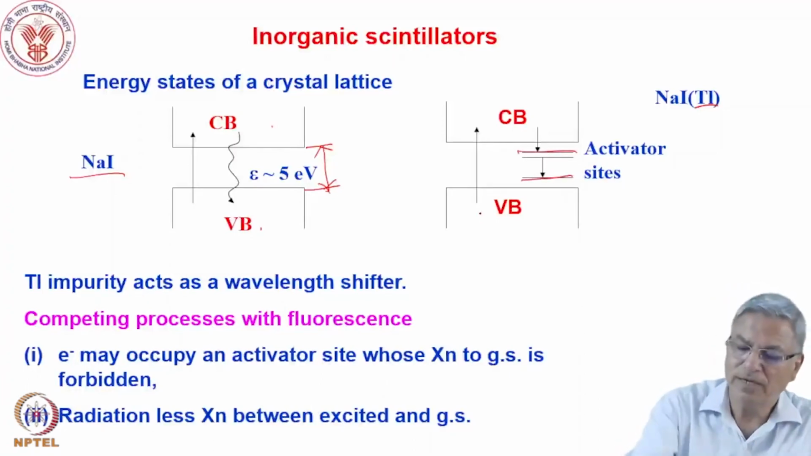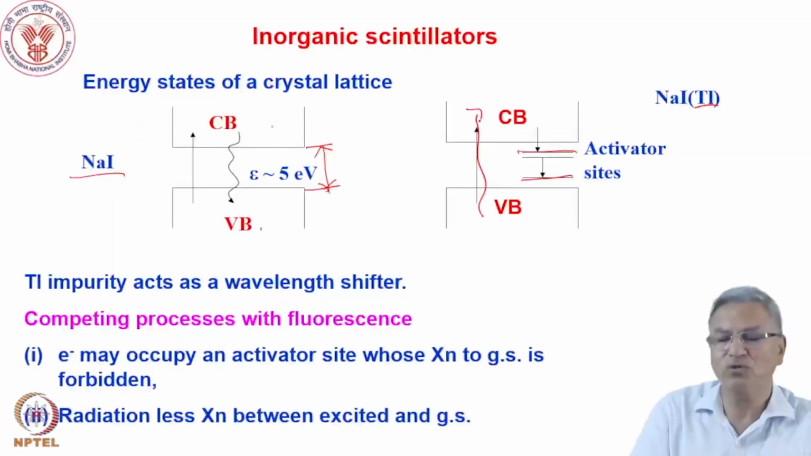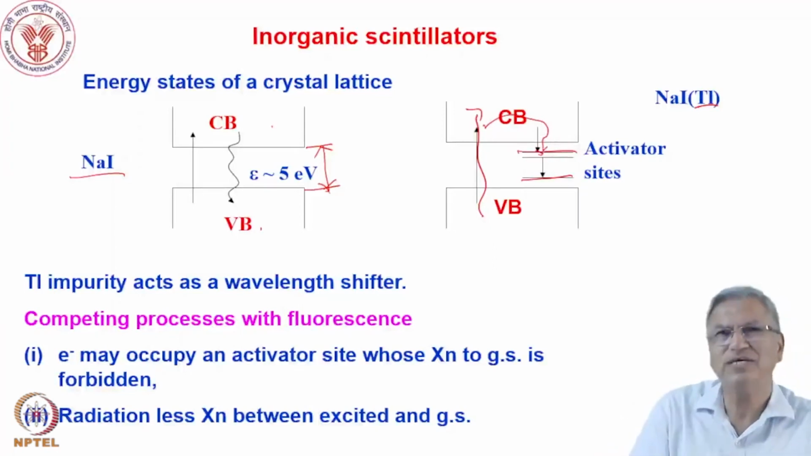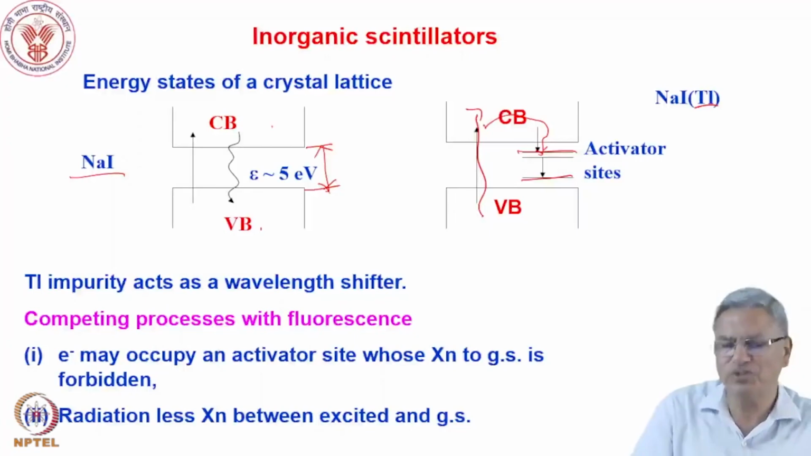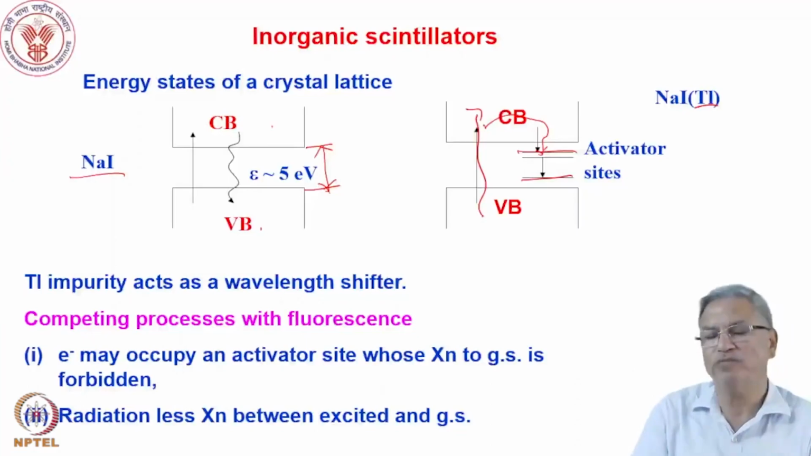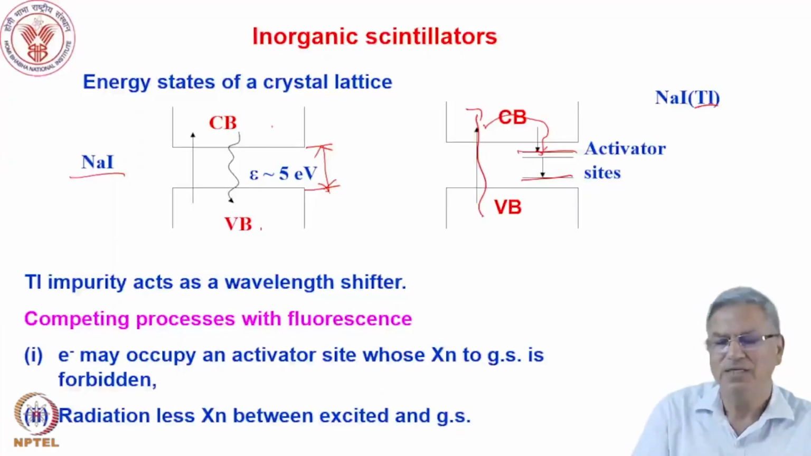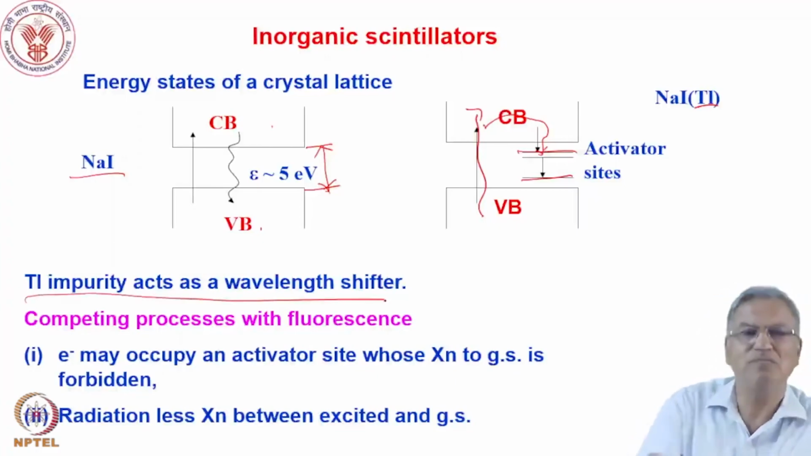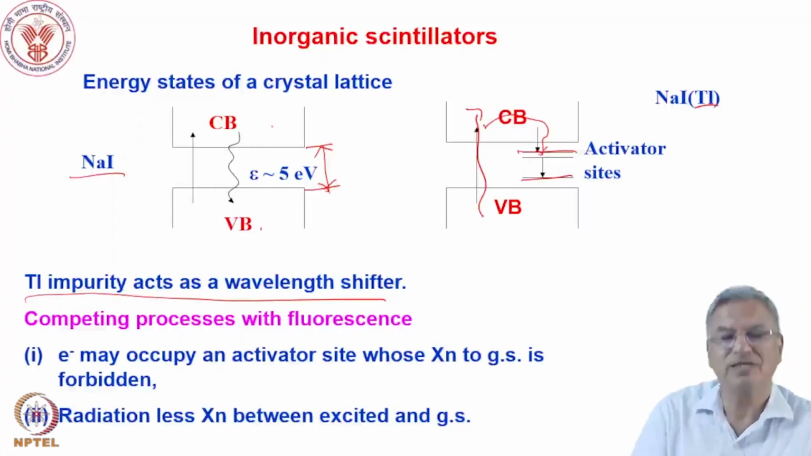Now, when the radiation excites a valence band electron to the conduction band, these electrons can get trapped in the activator excited states, and these activator sites then undergo fluorescence to come to the ground state of the activator site and thereby emit light which is compatible with the photomultiplier tubes. By adding 0.1% of thallium to a sodium iodide crystal, you get a fluorescing material of high fluorescence yield and a wavelength compatible with the PMT. So the thallium impurity acts as a wavelength shifter, like POPOP in the organic scintillators.